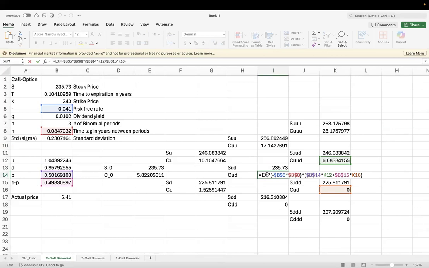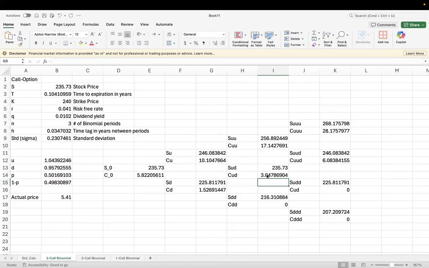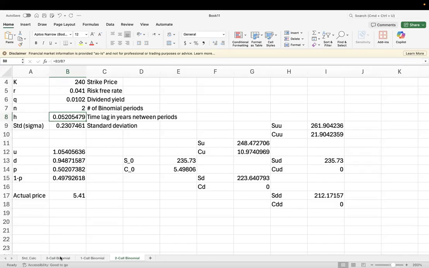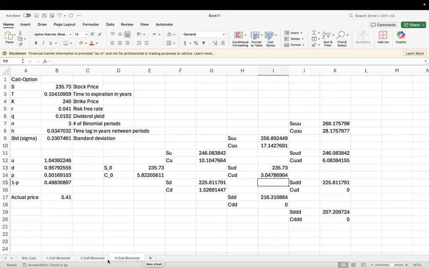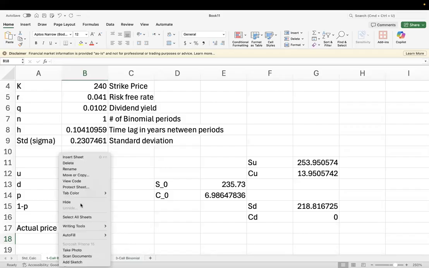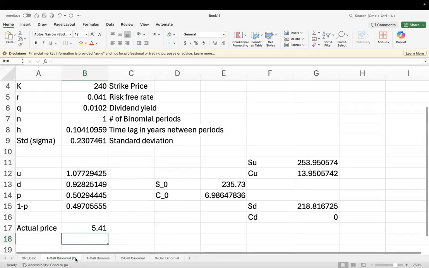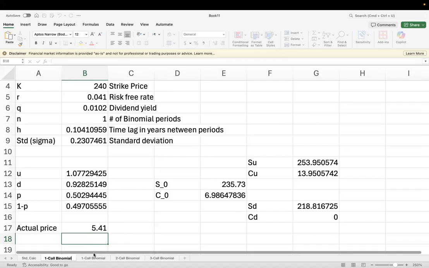Now everything looks good. What else can be done? Let's just do put options. So I did one call, two call, three call, and then I'm gonna copy the whole sheet, move or copy, and call it one put binomial.